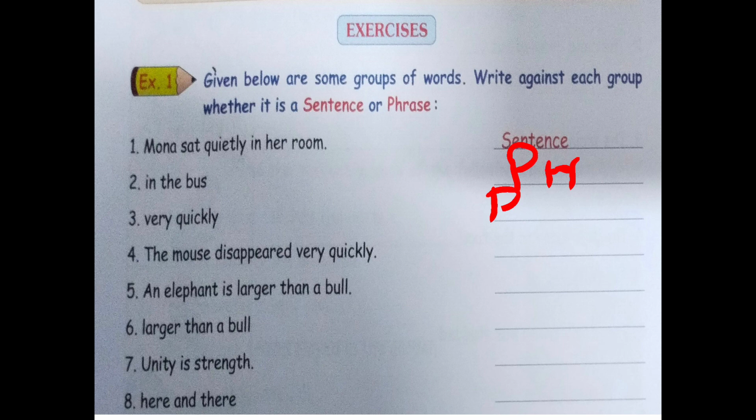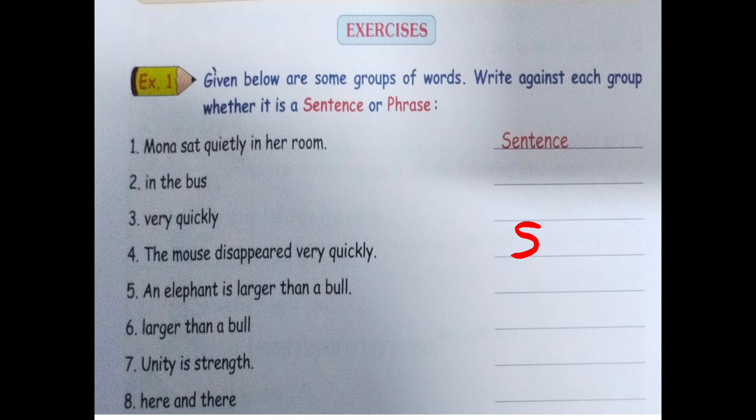The mouse disappeared very quickly. Yes, very good. The mouse disappeared very quickly makes a complete sense. It is having a capital letter, it is having a full stop, and the words are having a meaning. So it is a sentence.